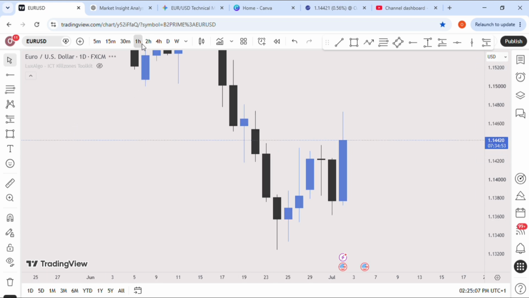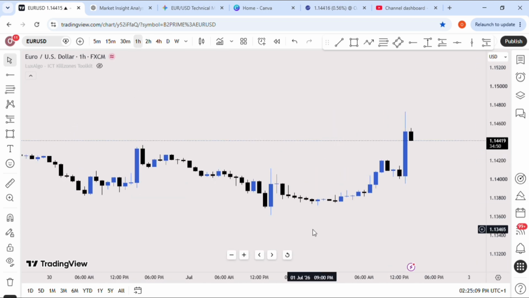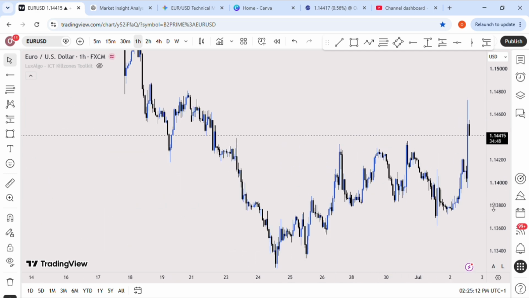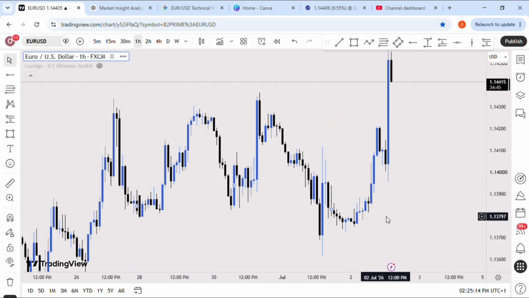You go down to your 1 hour time frame. Since we are bullish, we are targeting the sell side liquidity before spiking up to the buy side liquidity. For today, let's see.